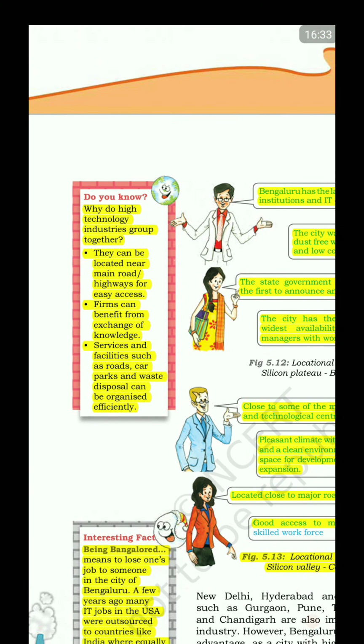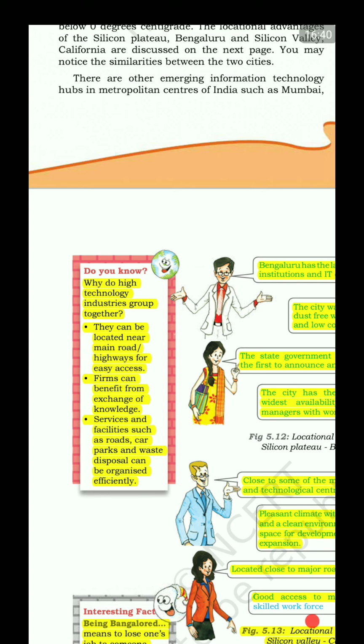Okay, now another important fact: why do technology industries group together? The reason is they can be located near the main roads or highways for easy access. Firms can benefit from the exchange of knowledge, and services and facilities such as the road, car, and waste disposal can be organized efficiently, right?